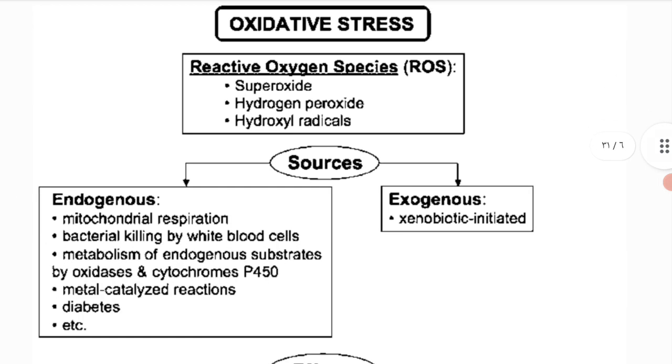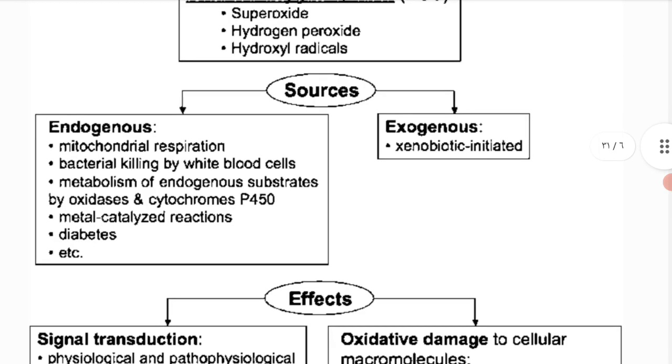Oxidative stress is caused by ROS, peroxides, hydrogen peroxide, and hydroxyl radicals. Sources are either exogenous, such as xenobiotic intake, or endogenous, such as mitochondrial respiration, bacterial killing by white blood cells, and metabolism of endogenous compounds, as you see in this figure.